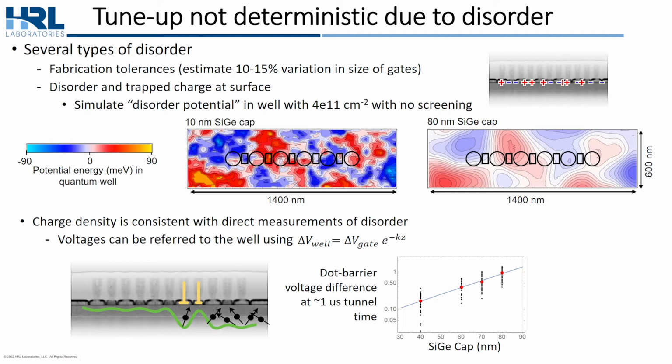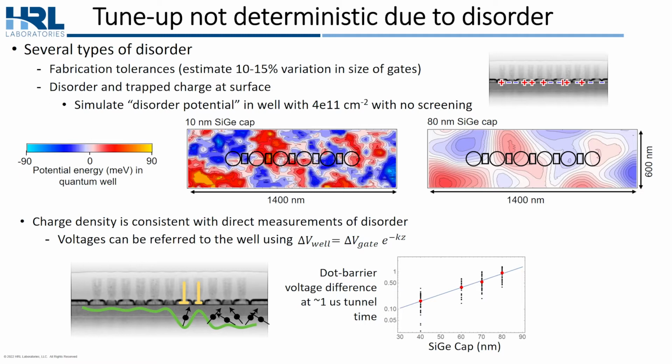In those images above, we used a charge density of 4×10^11 per centimeter squared. You can ask, does that make sense or where does that come from? And the short answer is that's very consistent with measurements. We have a measurement technique where we can directly probe the disorder in the well, which we do by loading a dot with one electron and then coupling it to the bath with a known tunnel rate. And then we can record the voltage difference between the voltage on the dot and the voltage on the barrier.